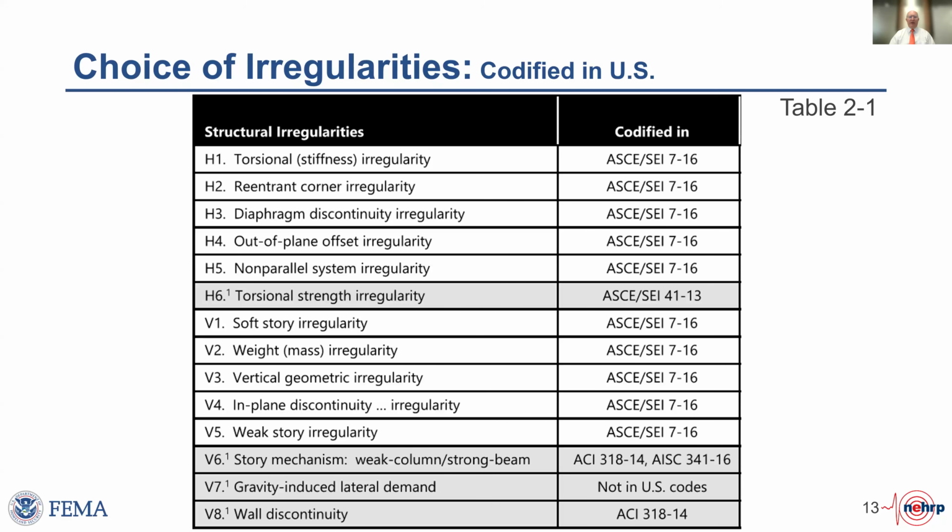So this slide represents the irregularities that the project had on our radar. And the ones that are in gray, H6 and V6 through V8, are not in ASCE 7. They're in some other documents. So they may be in another US code or standard like ASCE 41. They may not even be in US codes at all, like the gravity-induced lateral demand. It's treated in the Canadian building code, but not in the US code. So this was casting our net wide, the range of configuration issues that we decided to approach. And then we needed to choose what we were going to focus on.